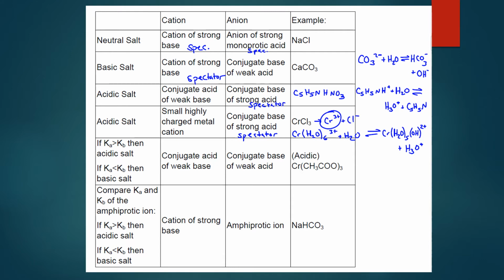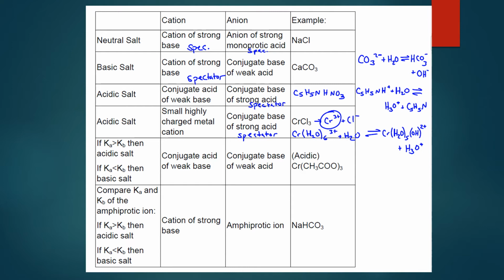Again, we can also have an acidic salt if we have a small, highly charged metal cation as well. So you may have taken a look at the chart and looked at the hexaaquo chromium and hexaaquo aluminum, for example. Those are the small, highly charged metal cations, and those will all undergo hydrolysis and form hydronium as well, so they act as acids.